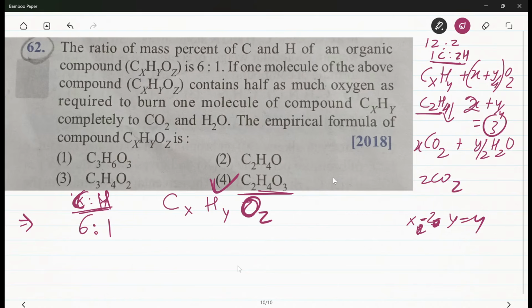Got it? It's happening by simple hit and trial. Can I re-explain? Repeat. It may not work, but in empirical formula, it will work. It will work in empirical and molecular formula, but not in all types of stoichiometric questions.